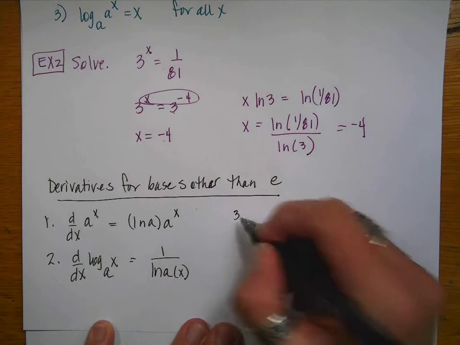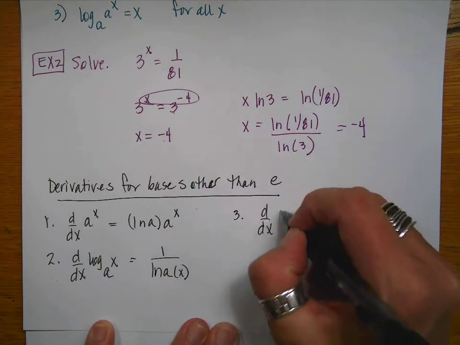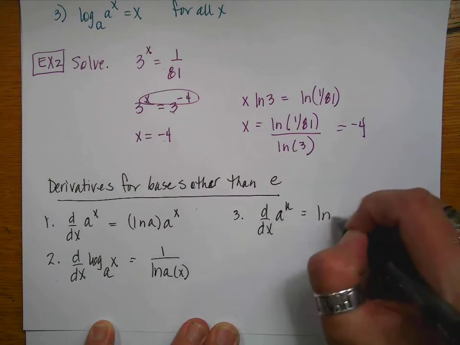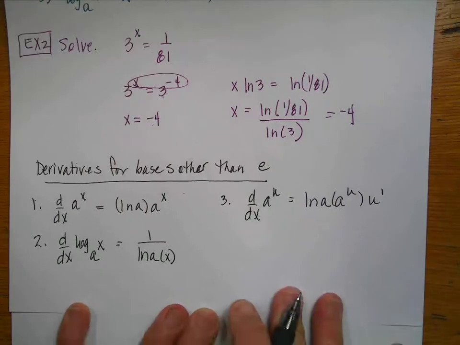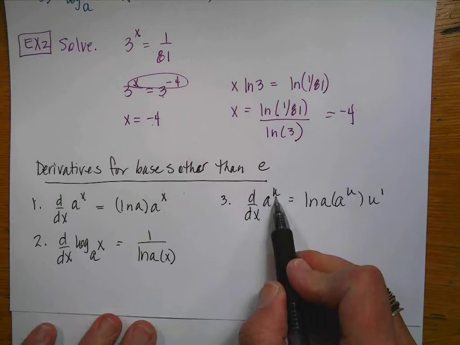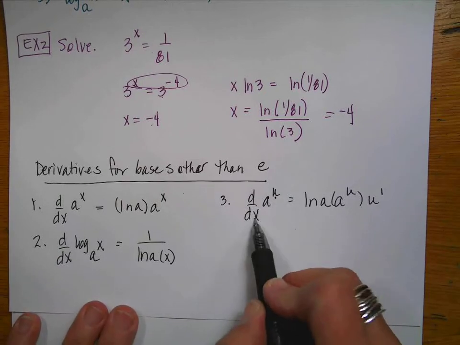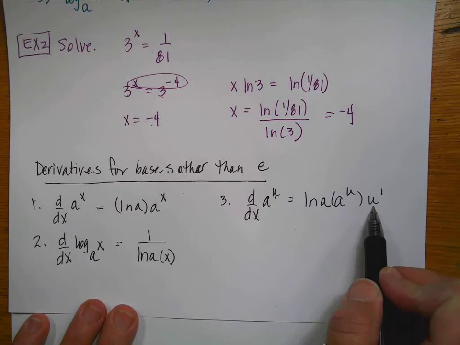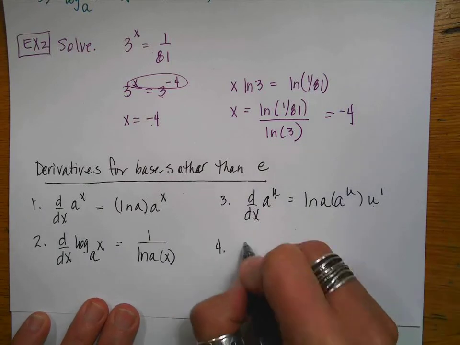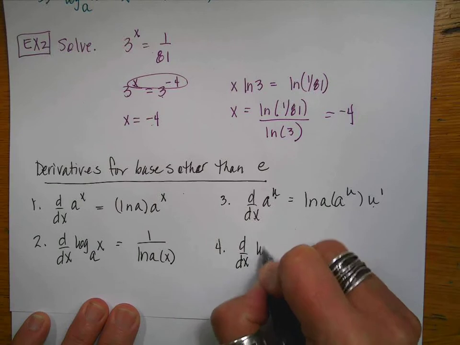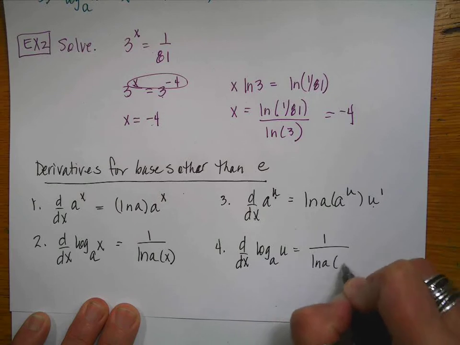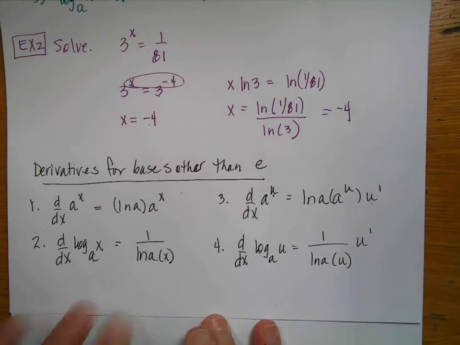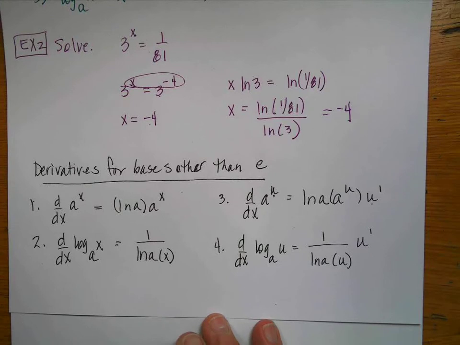Okay. The third that we're going to have is d over dx of a to the u is equal to the natural log of a times a to the u, and then times u prime. So we always bring in this particular type of rule with the u's. Notice that the variables don't match, just to help you remember that you need to do the chain rule. And then number 4, the derivative with respect to x of the log base a of u is 1 over the natural log of a times u prime. And again, the reason that we do those is to help us remember to use the chain rule.